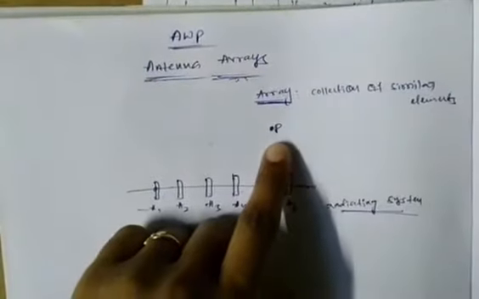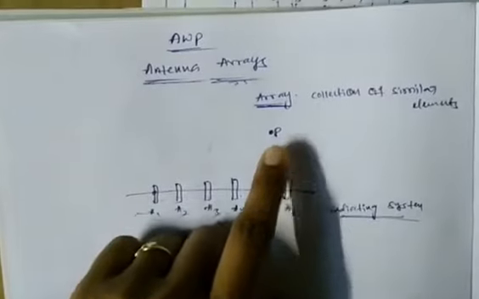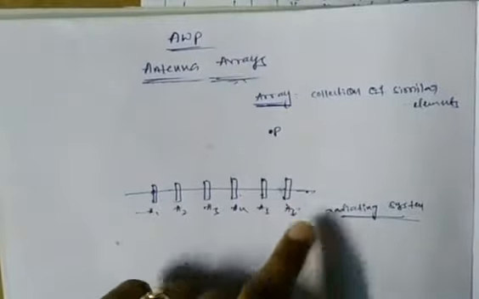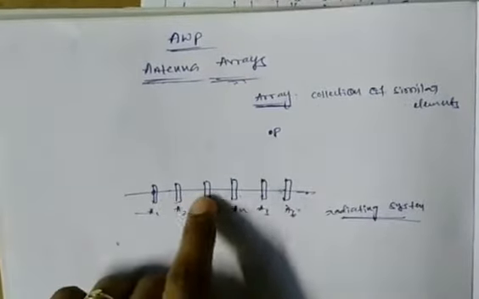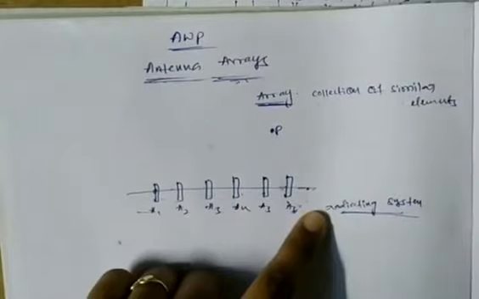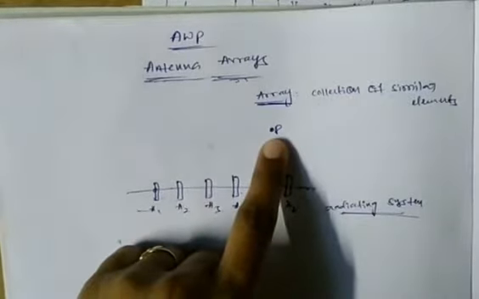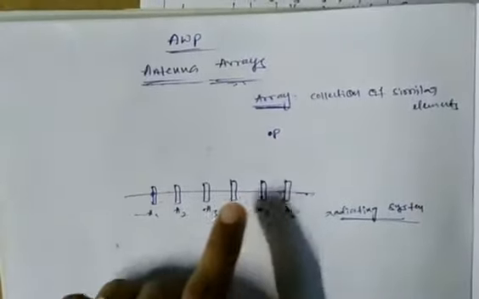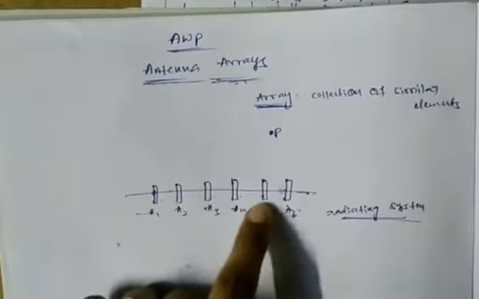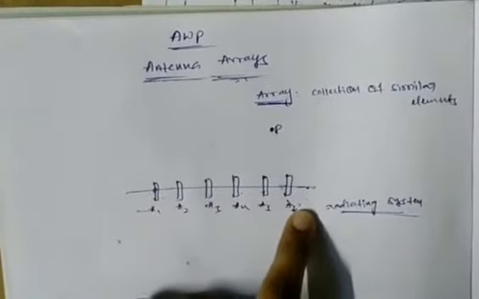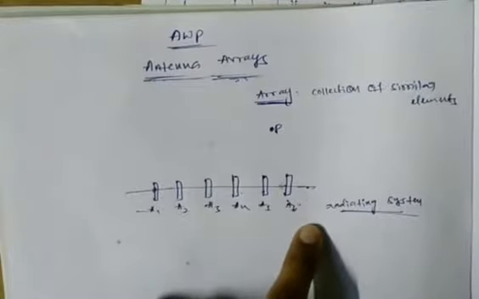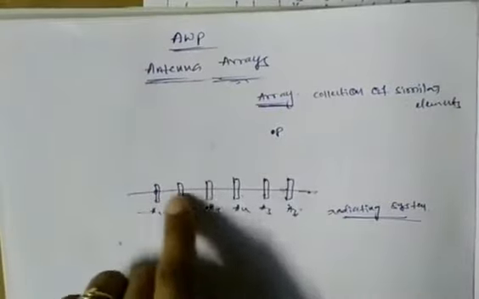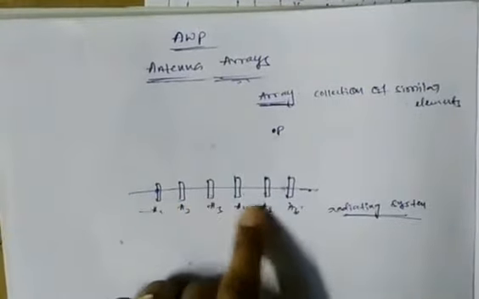Now how do we obtain the total field strength at point P? The total field strength at point P is nothing but the vector sum of the fields produced by the individual antennas in the array. Like that, we obtain the maximum field strength at point P from the radiating system. And in this antenna array, all the antennas are spaced equally.